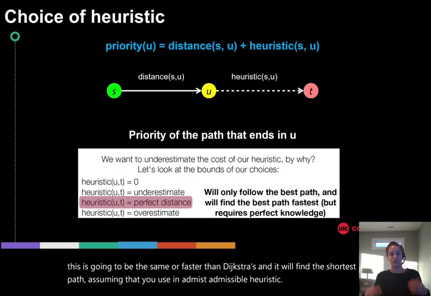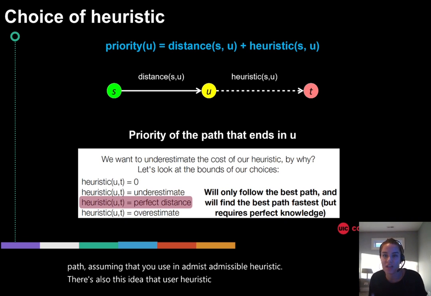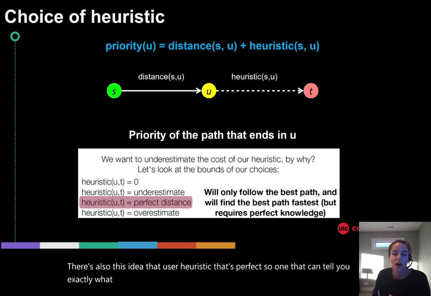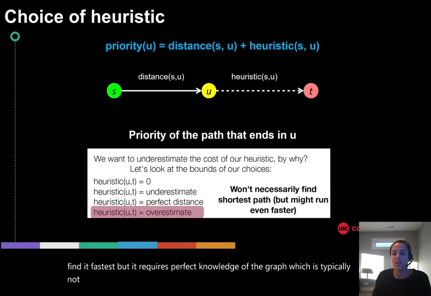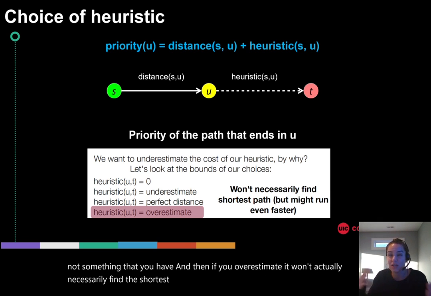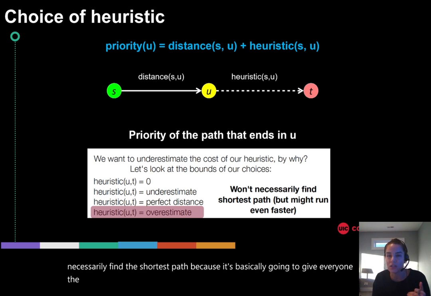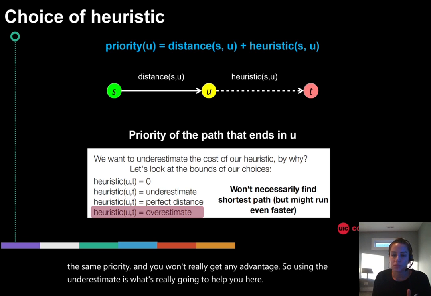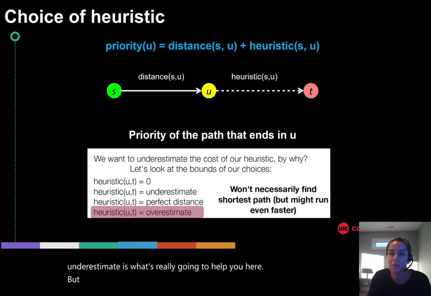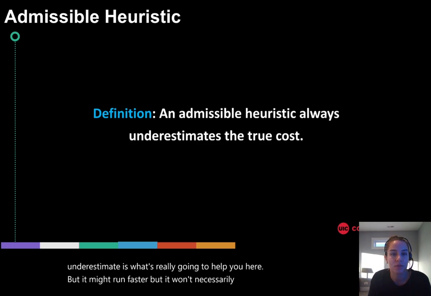There's also this idea that you use a heuristic that's perfect, so one that can tell you exactly what you're looking for. That will be able to find the best path, and it will find it fastest, but it requires perfect knowledge of the graph, which is typically not something that you have. And then if you overestimate, it won't actually necessarily find the shortest path, because it's basically going to give everyone the same priority and you won't really get any advantage. So using the underestimate is what's really going to help you here. But it might run faster, but it won't necessarily find the shortest path.